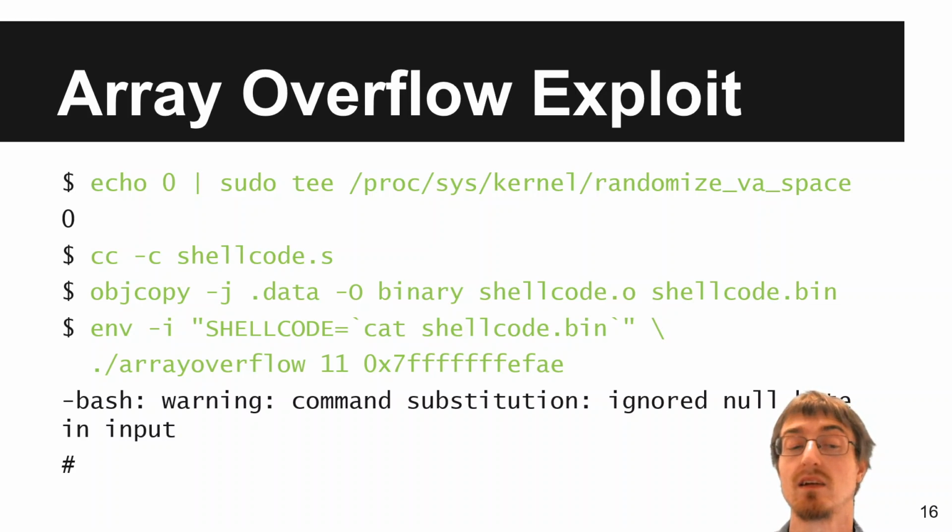And then the real exploit is specifying the right arguments to array_overflow. The first argument is the index and the second is the value. Index is 11 as we have computed, and the value is the location of the shellcode, which we have also computed.